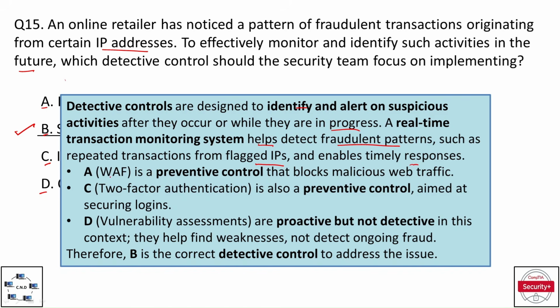Option A, WAF, that is Web Application Firewall, is a preventive control that blocks malicious web traffic. Option C, two-factor authentication, is also a preventive control aimed at securing logins. And option D, vulnerability assessments are proactive but not detective. In this context, they help find weaknesses, not detect ongoing fraud. Therefore, B is the correct detective control to address the issue.